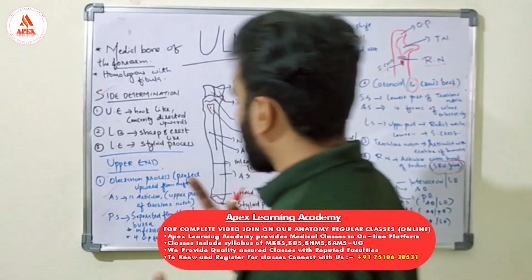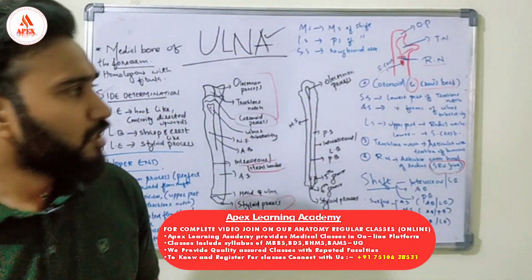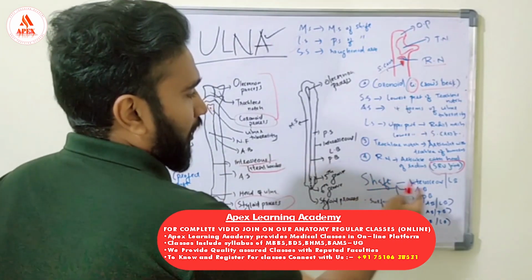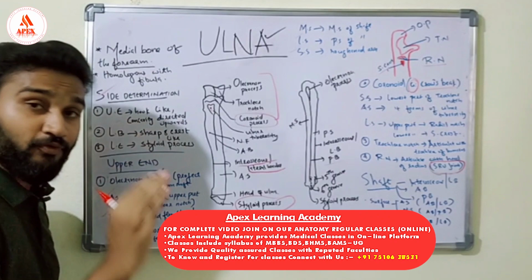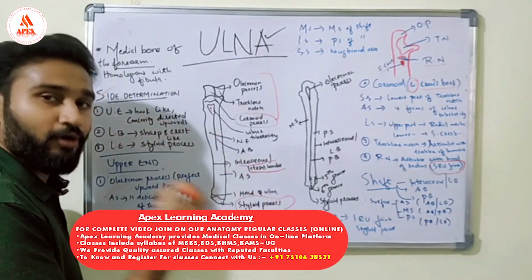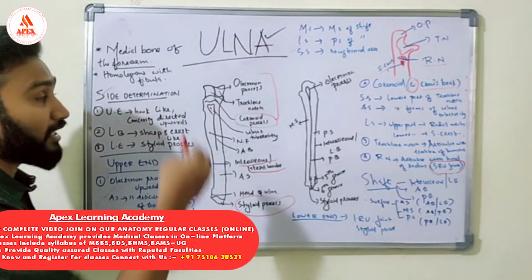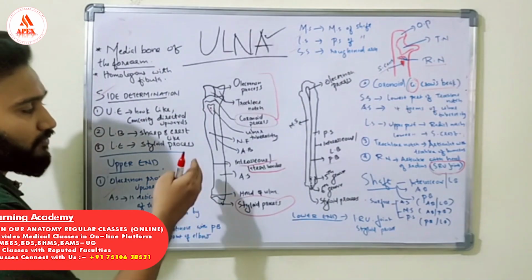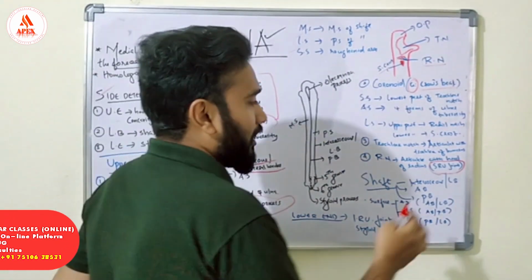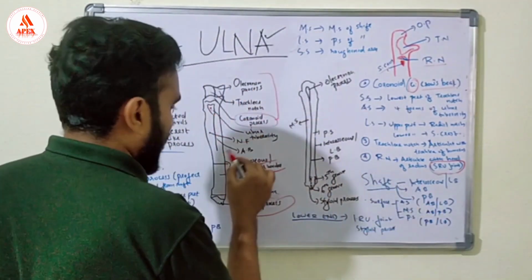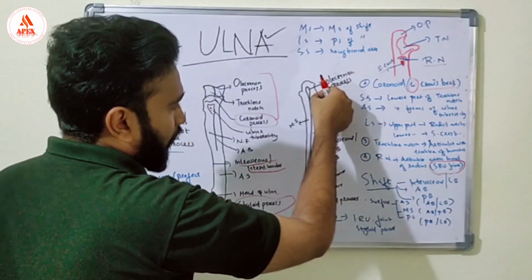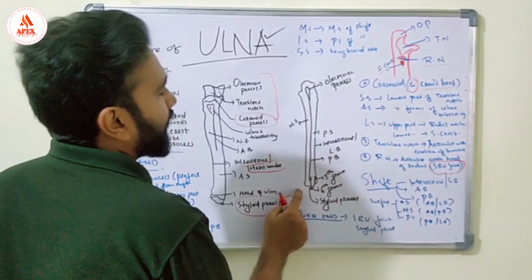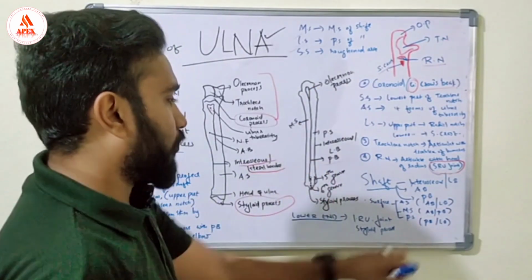For the shaft we have surfaces and borders. The major borders of the shaft are these. This is the interosseous or lateral border. In the case of the radius, we know that the medial border is interosseous. Here in the ulna, the lateral border is interosseous, and we have the anterior border and a posterior border. The posterior border runs from the olecranon process to the styloid process.